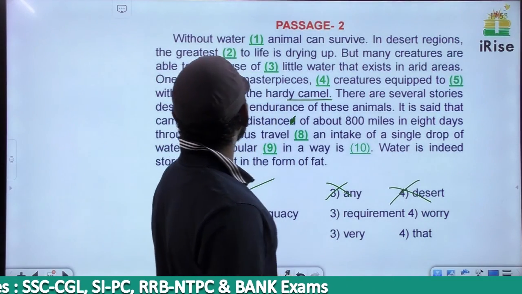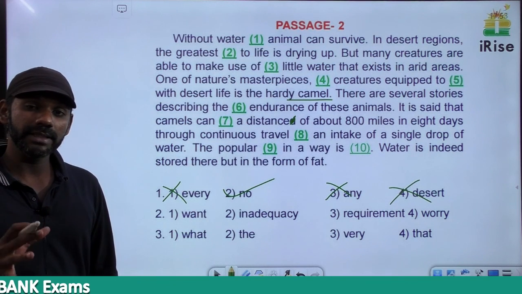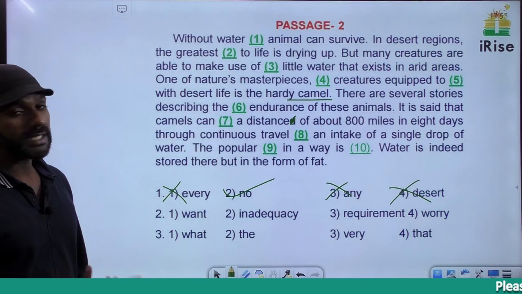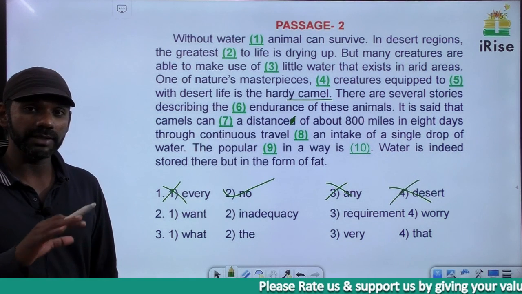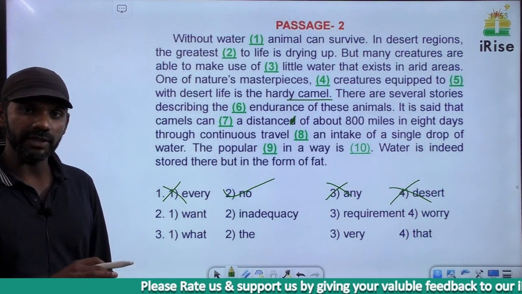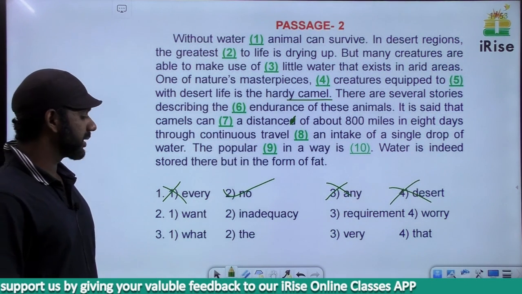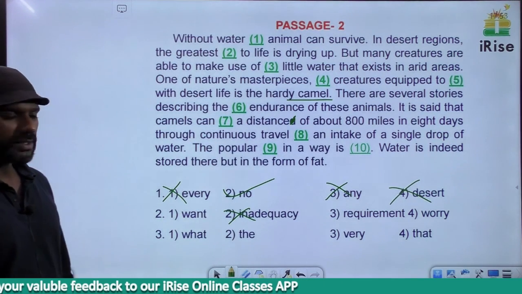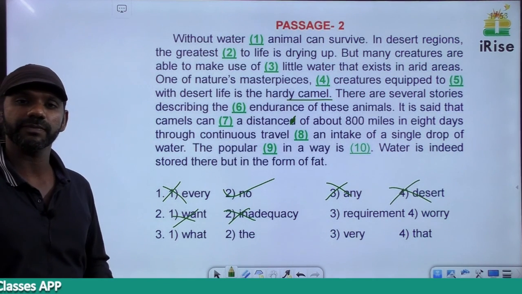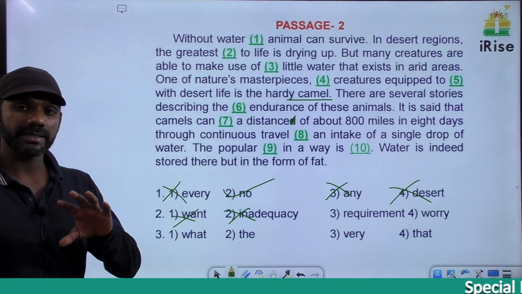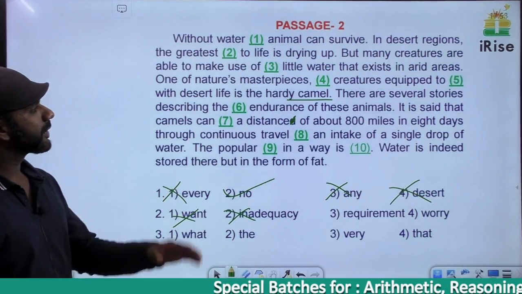In desert regions, the greatest dash to life is drying up. What is drying up? Water is drying up, right? In desert regions, the greatest dash to life is drying up. Water is drying up because without water, no animal can survive. Water is drying up. Water is the greatest dash to life. Water is the greatest inadequacy is anyway eliminated. Want is also gone. Right? Now, water is the greatest requirement to life or worry to life. Leave it there. I told you never get stuck with any blank. If you're not getting a word to fill in the blank, leave the sentence and move on to the next sentence. Come to the next statement.